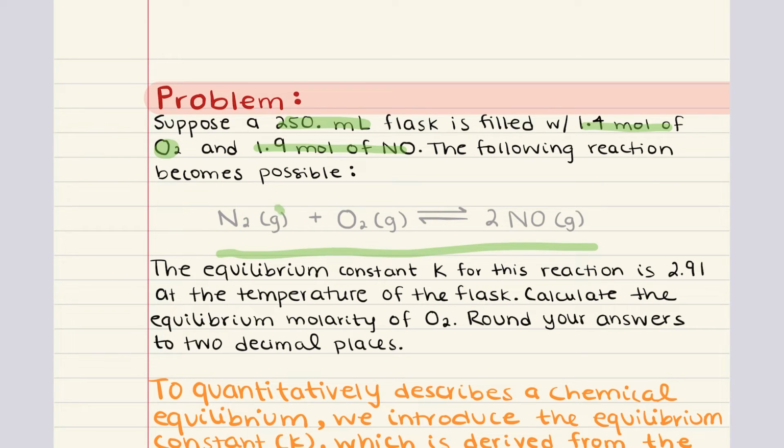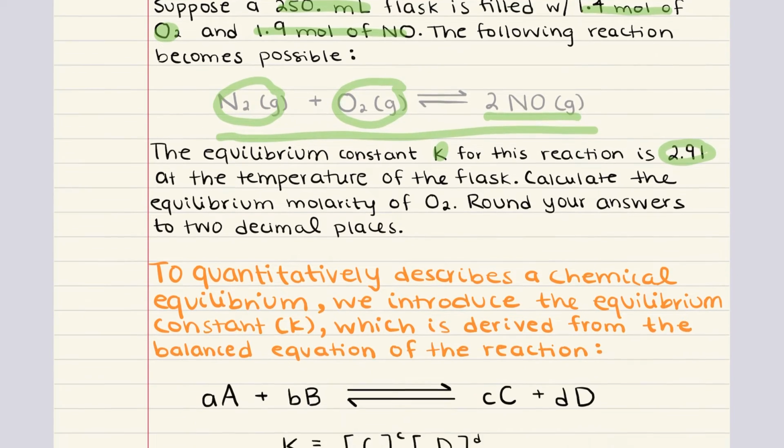The following reaction becomes possible. 1 mole of nitrogen gas reacts with 1 mole of oxygen gas to give us 2 moles of nitrogen monoxide. Now, the equilibrium constant K for this reaction is 2.91 at the temperature of the flask. Calculate the equilibrium molarity of oxygen gas and round your answer to 2 decimal places.